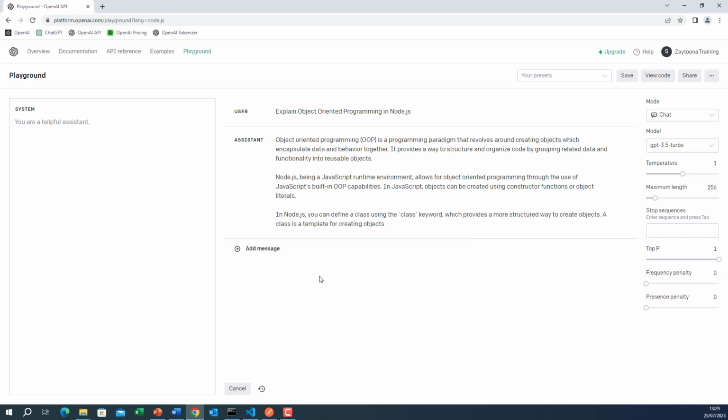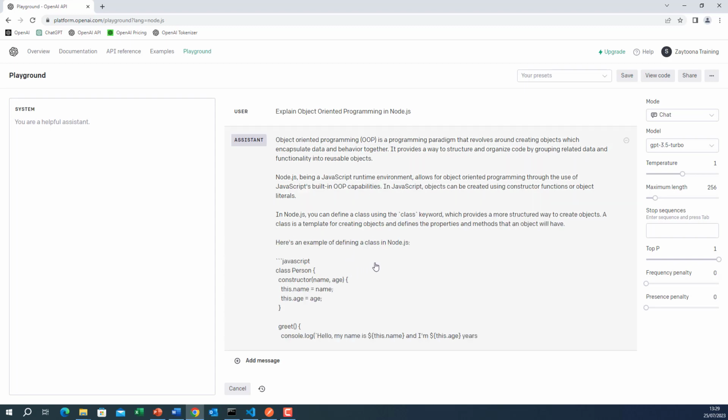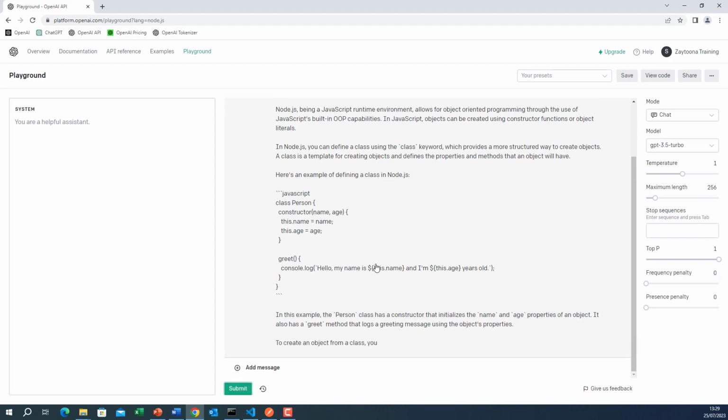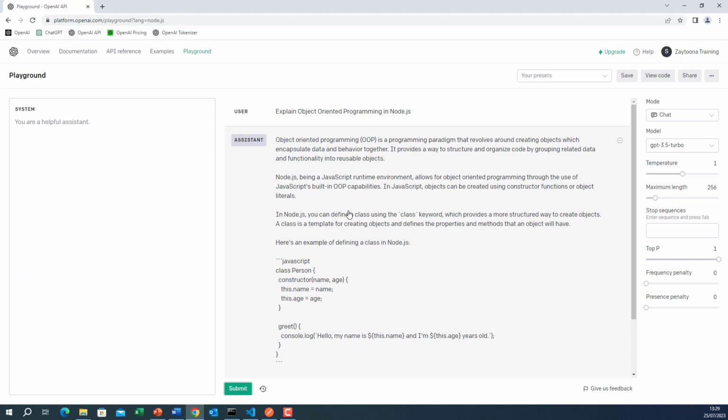So as you can see, it has started to give us information. It's putting some code as well here. Okay, so it is almost this part. Now let me, for example, change the system role and put something more specific.